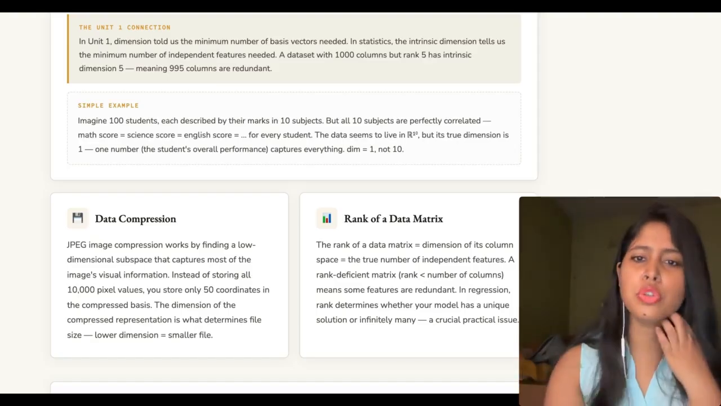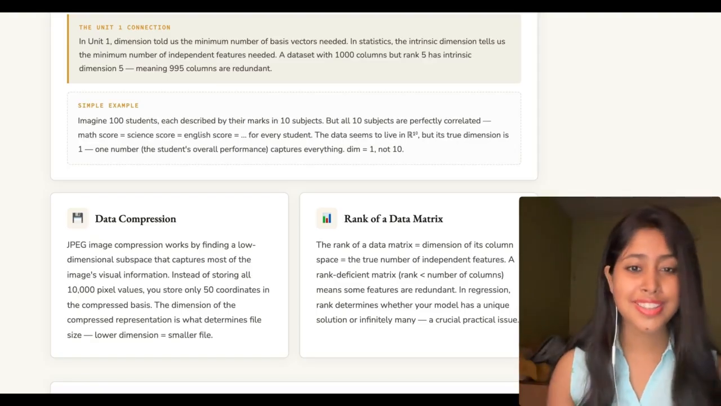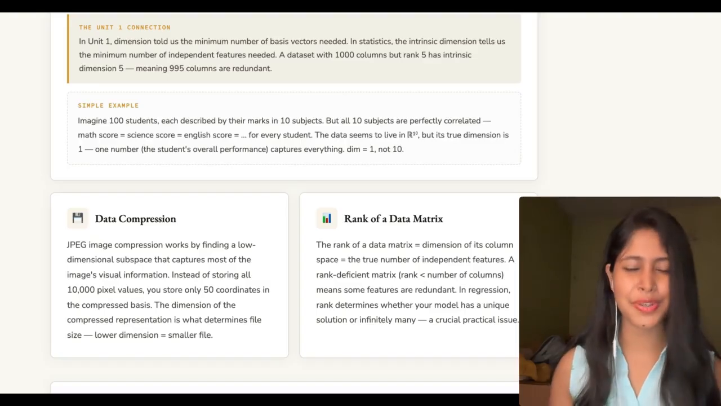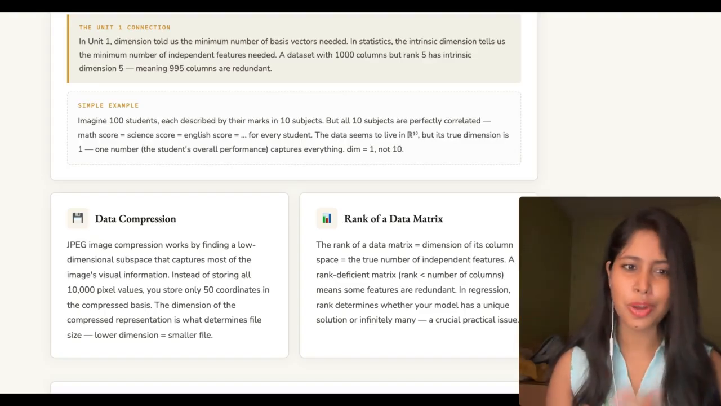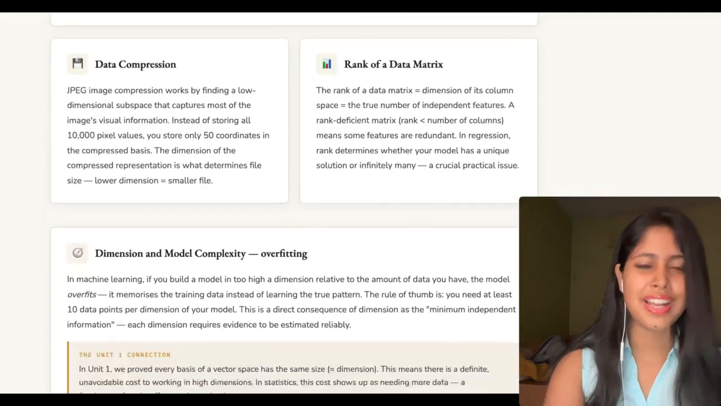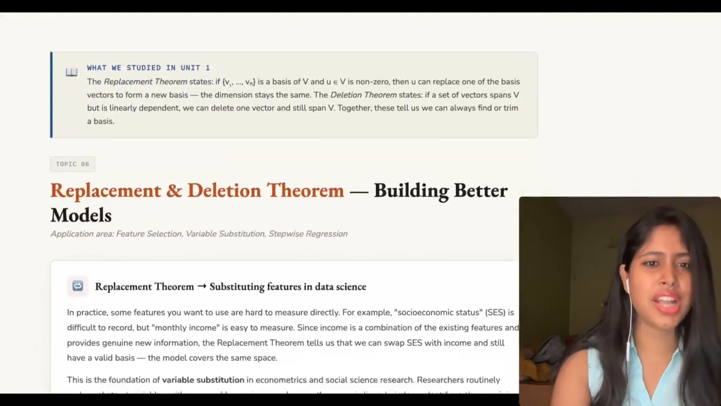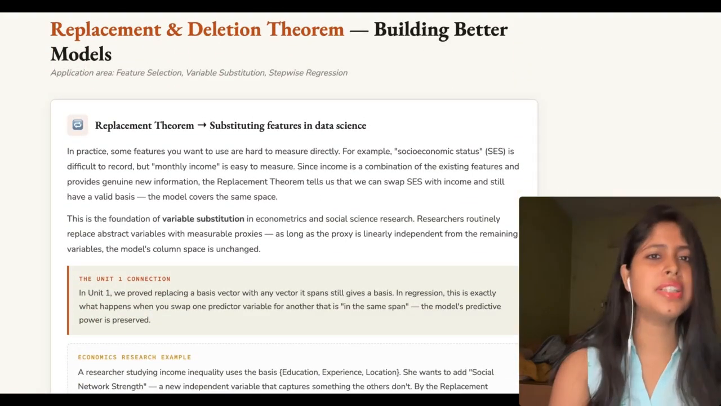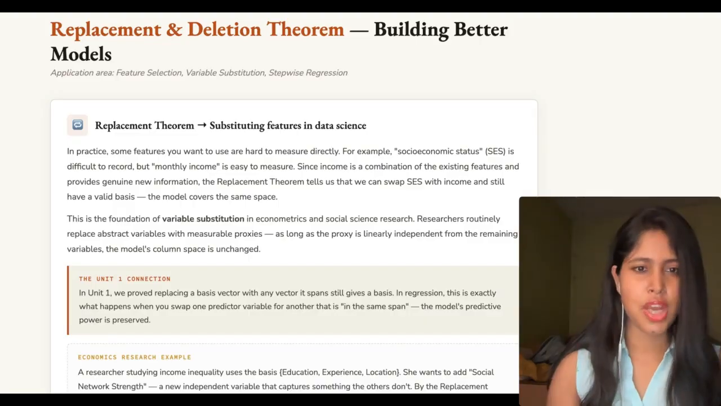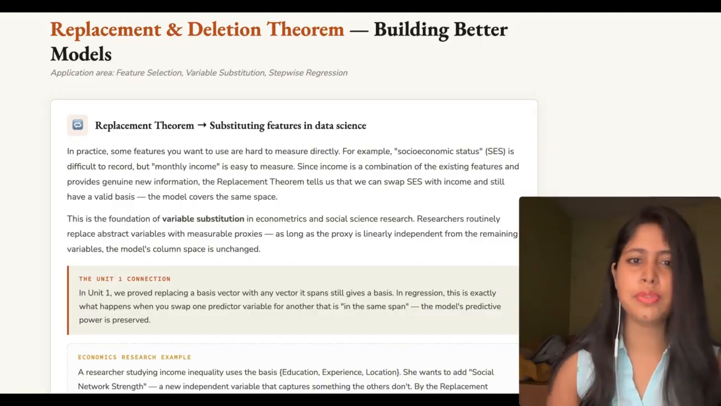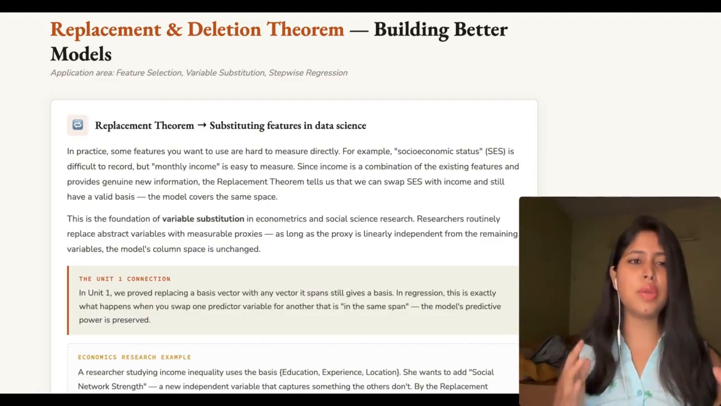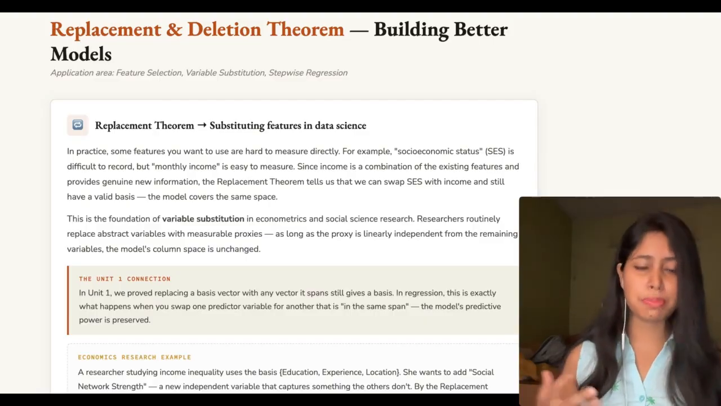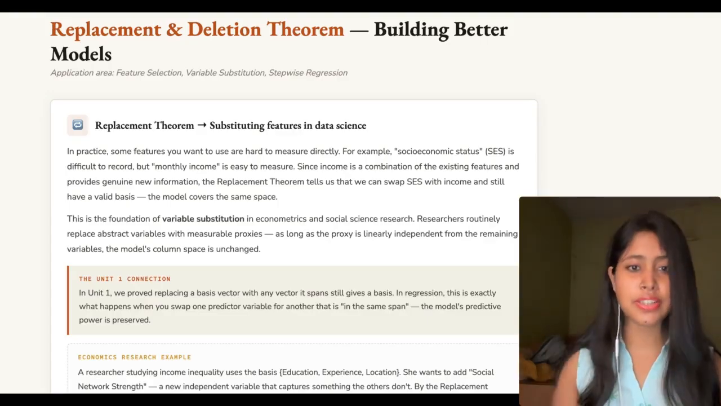And let us come to topic 6, which is the replacement and deletion theorem. Let me tell you, this is one of the most important topics, and I have also given a presentation on this in my class. That one was on the replacement and deletion theorem in real life. But here, also sticking to real life, I want to see what is the use of the replacement and deletion theorem in statistics and data science.